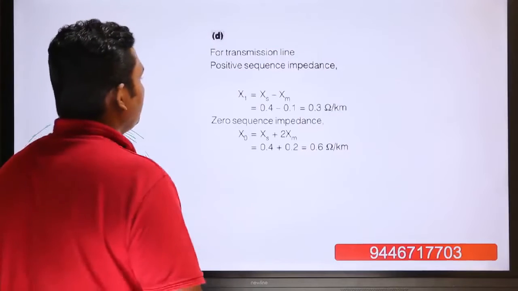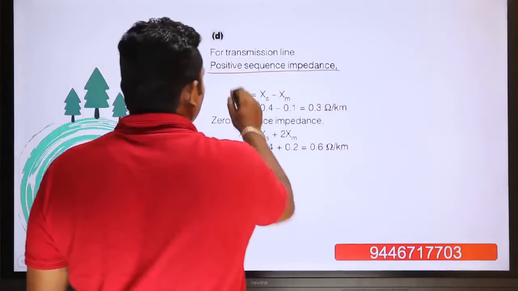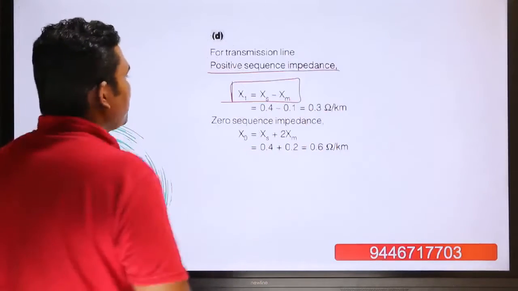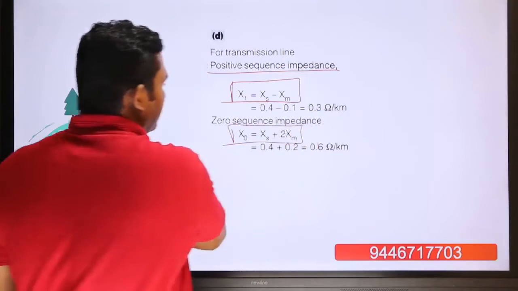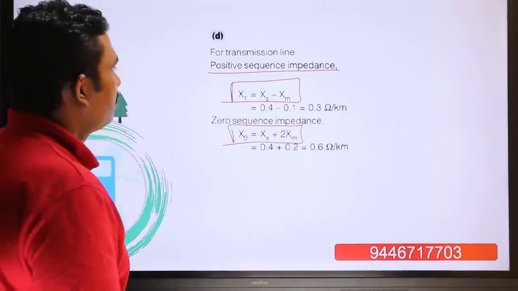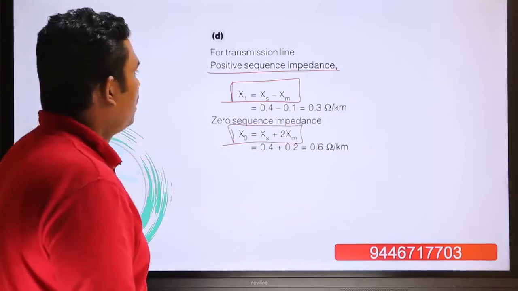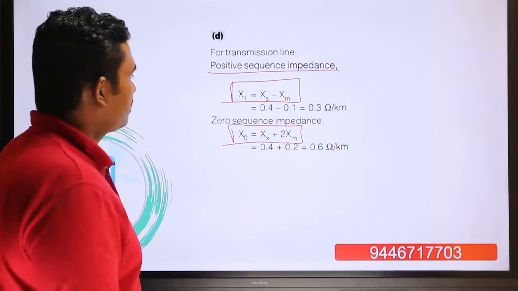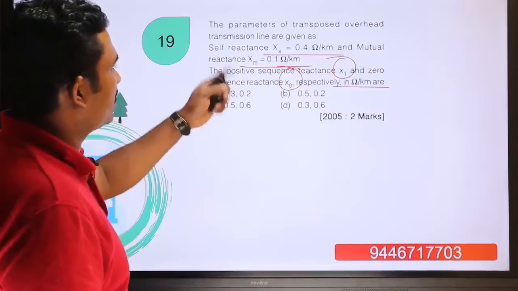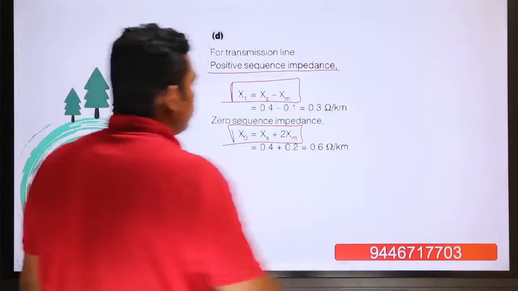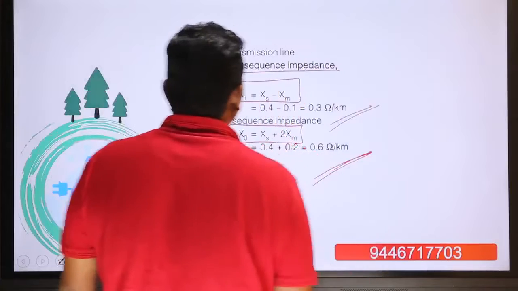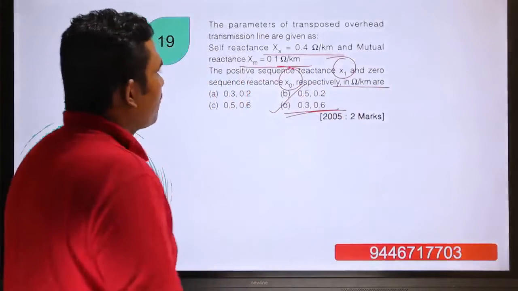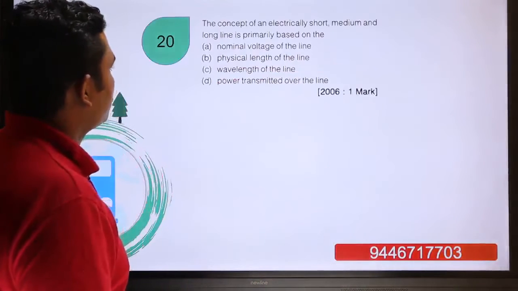So for the transmission line, we know the positive sequence impedance. What is positive sequence impedance? X1 is equal to X_S minus X_M, and X0, which is the zero sequence impedance, is equal to X_S plus 2X_M. Very important, so write down these expressions. Our X1 positive sequence impedance is equal to X_S minus X_M, and zero sequence reactance is equal to X_S plus 2X_M. So X_S and X_M are given. You will be able to substitute and get the values of 0.3 and 0.6, which is option D for question number 19.